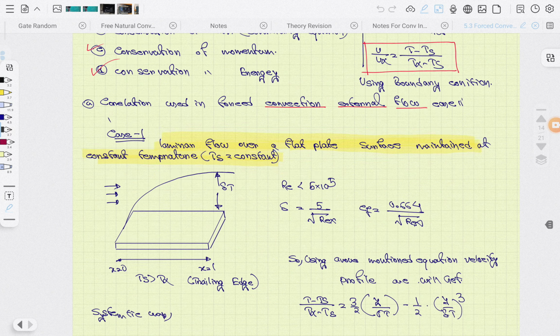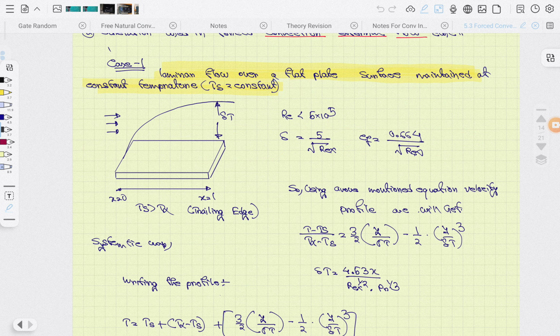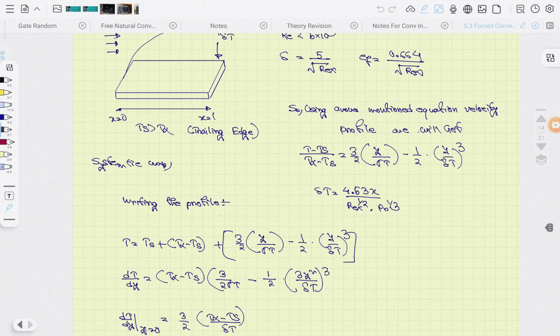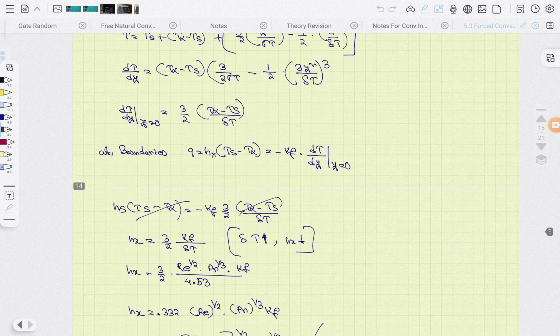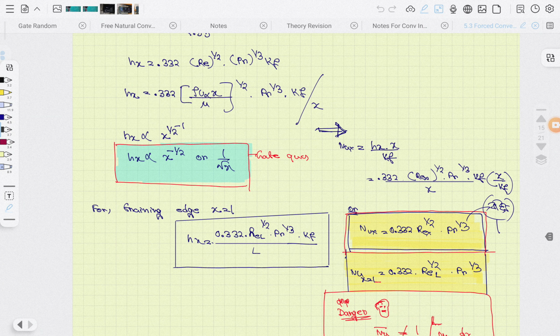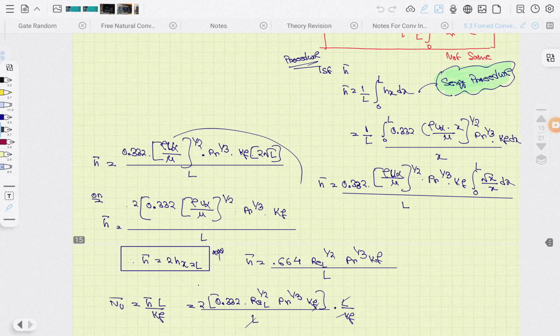So for a flat plate surface maintained at constant temperature, delta is 5 by root Rex for laminar flow, and CF is 0.664 by root over Rex. You can also say root over. So CF equal to, that is the value. Now when the surface is maintained at constant temperature, h is proportional to x to the power minus 1 by 2, or 1 by root x. This is the value, and the Nusselt number is 0.332 into Re to the power 1 by 2 and Pr to the power 1 by 3.